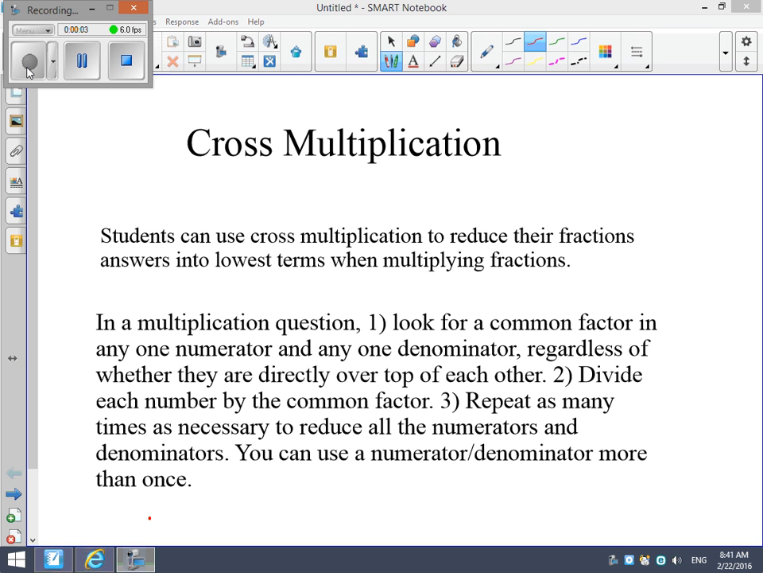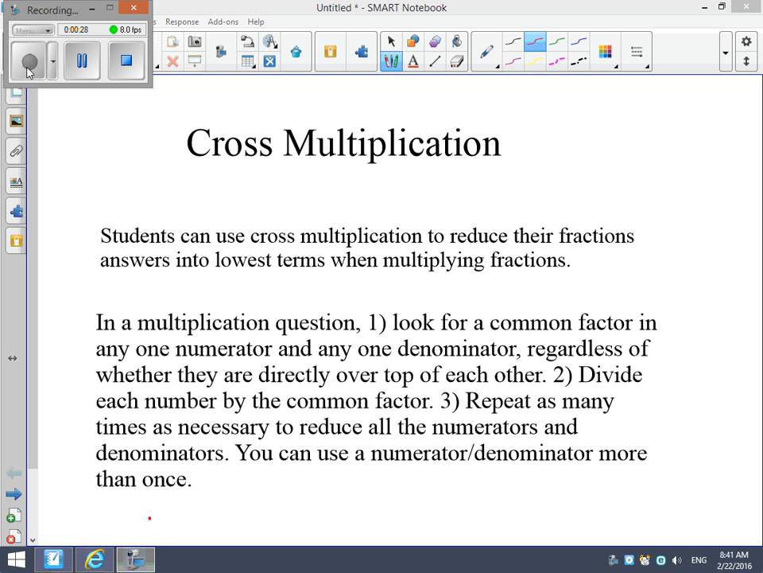Today we're going to talk about cross multiplication. Students can use cross multiplication to reduce your fractions. It only happens when you're multiplying fractions, but when we look at it, division is truly multiplication because you change the division sign to multiplication and you use the reciprocal of the second fraction. So really, in half our math, we can be doing cross multiplication to reduce our answers.